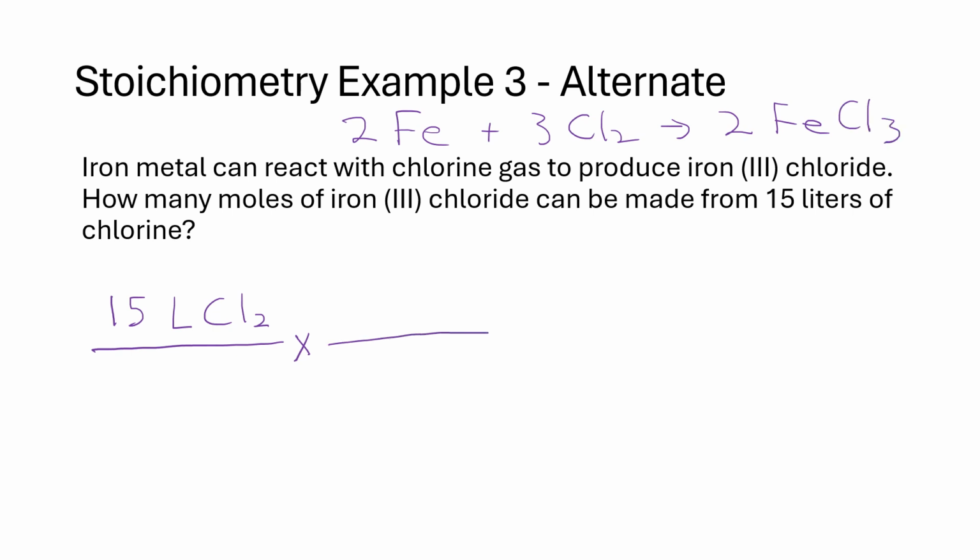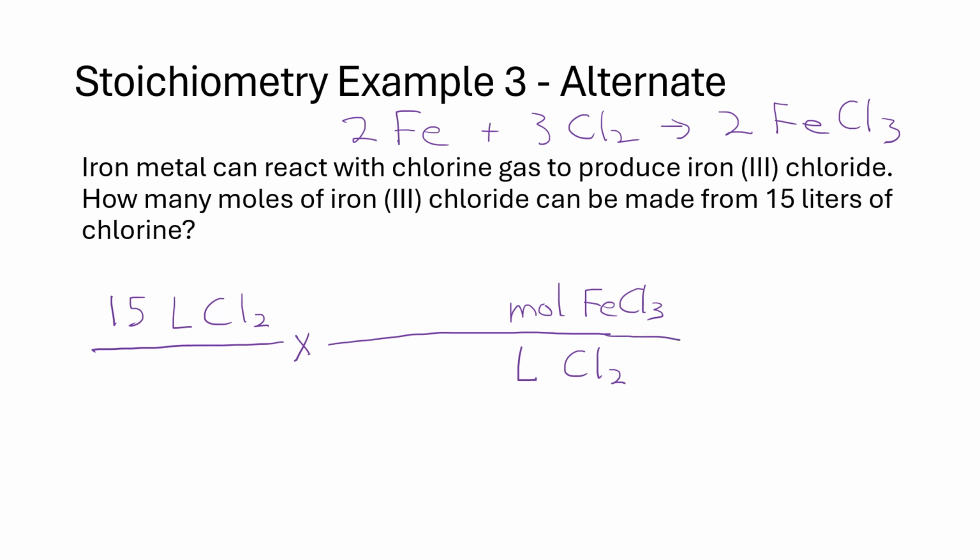Okay, so there's our balanced chemical equation. We're going to build these conversion factors by starting with the unit and the chemical that we're given. We're given liters of chlorine. We are looking for moles of iron 3 chloride. So moles of iron 3 chloride are going to go on the top.